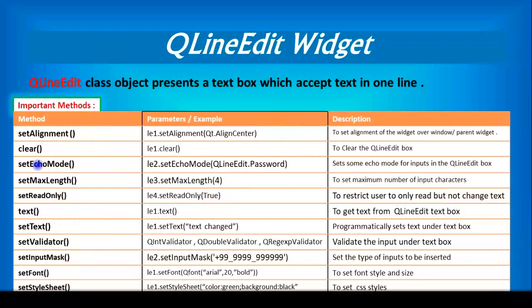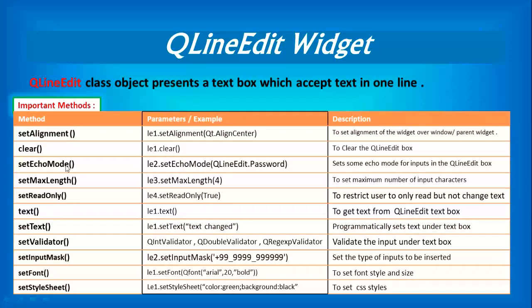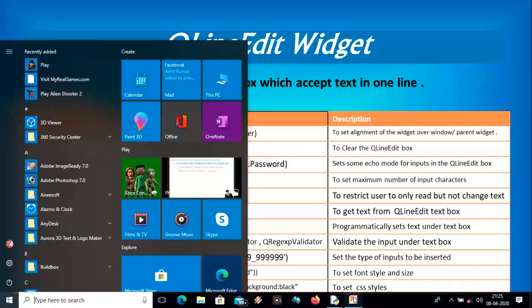Now let me show you set echo mode, and this is used for echoing the characters or the text written in the line edit box. It can have parameters such as QLineEdit.Password or QLineEdit.Normal. We can pass no echo, or also we can pass password echo on edit. We'll see all these things. Let me call this. So I will show you how it will work.